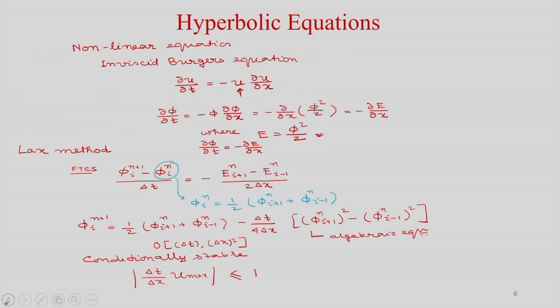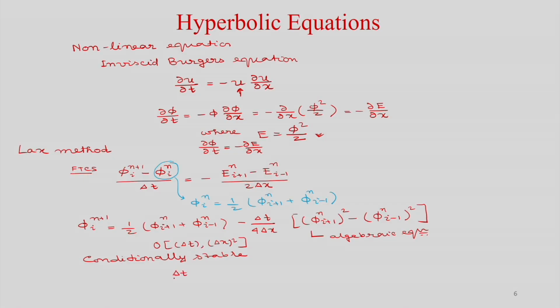Sorry, here this method is conditionally stable and the condition is del t by del x, phi max modulus, should be less than or equal to 1.